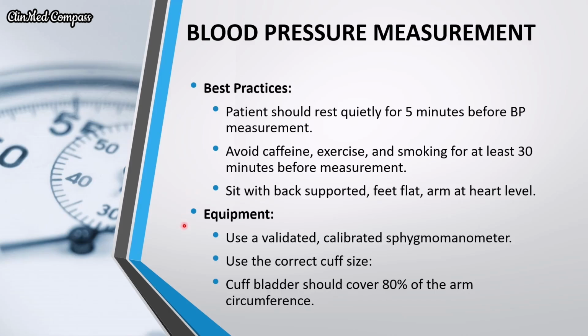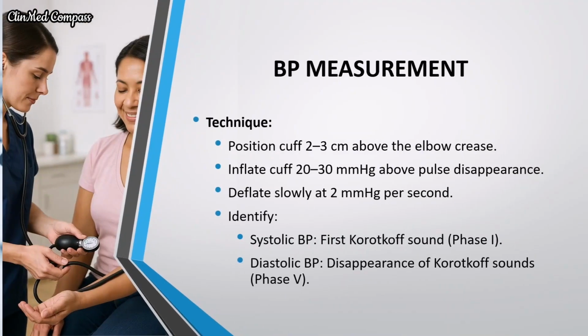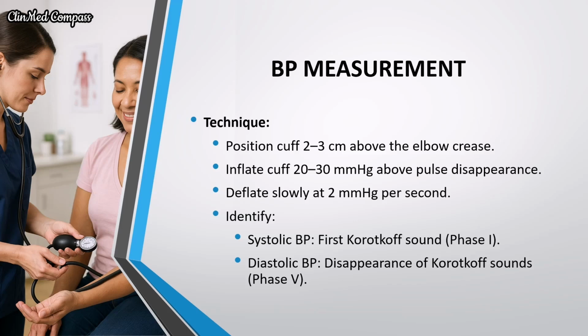Ensure we use a validated calibrated sphygmomanometer of the correct cuff size, and the cuff bladder should cover about 80% of the arm circumference. Now let us go over the actual measurement technique. First, place the cuff about 2 to 3 centimeters above the elbow crease. Inflate the cuff to about 20 to 30 millimeters above the point where the pulse disappears.